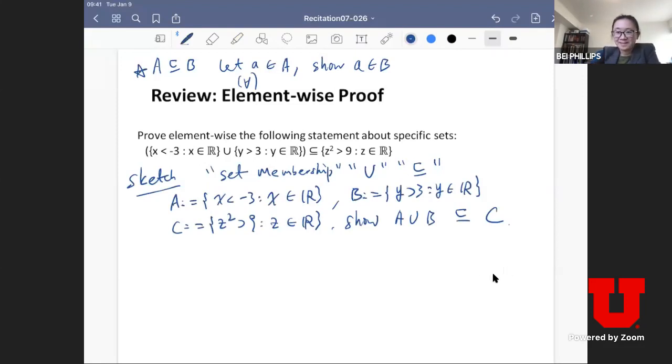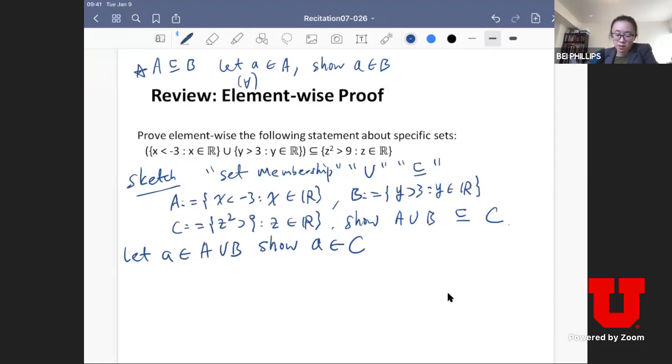All right, I guess people are still recovering from the weekend. I'm just going to go ahead with this. In order to show a subset, we start with an element on the left-hand side and show it's an element on the right-hand side. So we say we have an element a that is in the union of those two sets, and our goal is to show it's also an element in C.